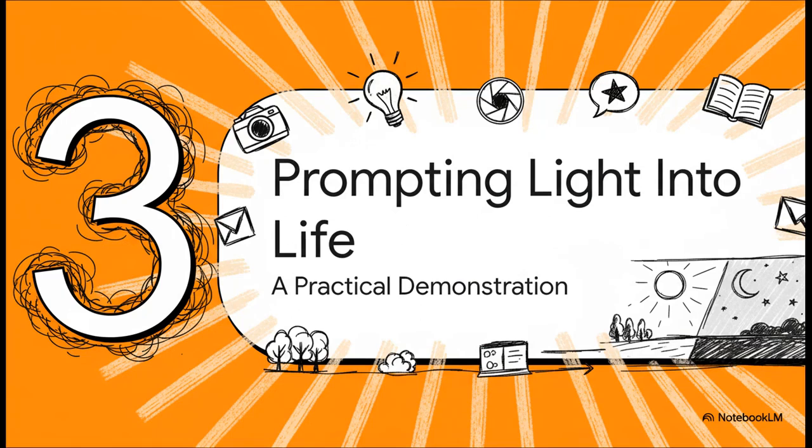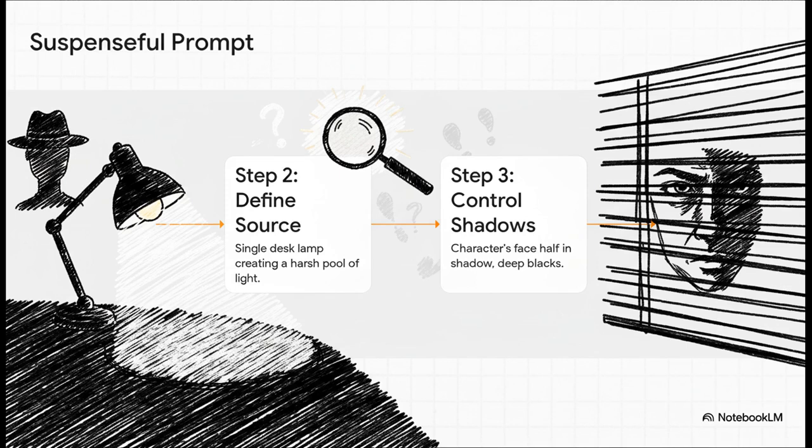Let's put this all together and see how it works in a practical example. We're going to build a complex, story-driven prompt right from scratch. All right, let's build a prompt for a suspenseful investigation. Step 1, we choose our setup. Definitely noir, dramatic lighting. Step 2, we define the source. Let's say a single desk lamp, creating a harsh pool of light.